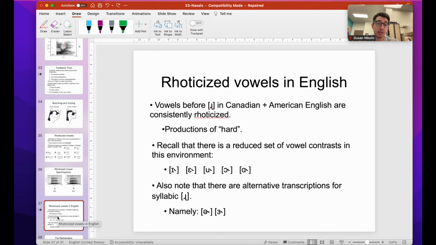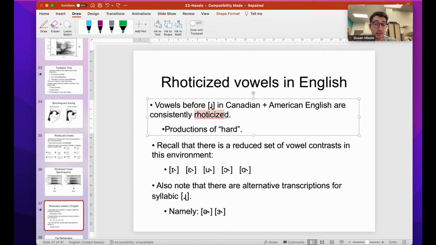Rhoticized vowels in English are quite prominent, and some of you transcribed vowels in English like that. I was okay with that, but try to have a syllabic R for Canadian and American English because they are usually produced like that. So vowels before R in Canadian and American English are consistently rhoticized.